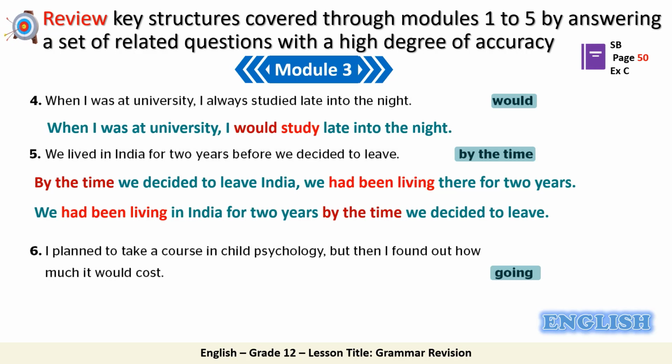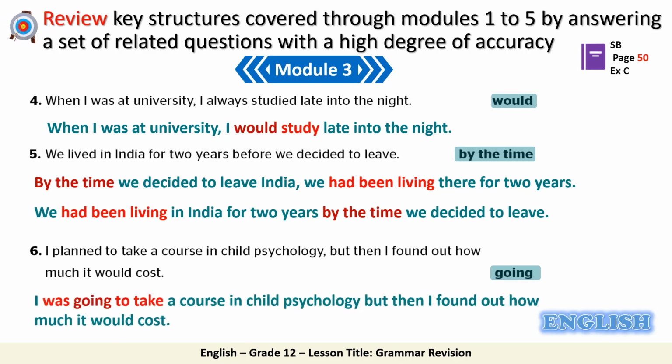Finally, sentence 6. We should rewrite the sentence in this way. I was going to take a course in child psychology, but then I found out how much it would cost. And here we use was going to because we are referring to what we intended to do in the past, but probably didn't.